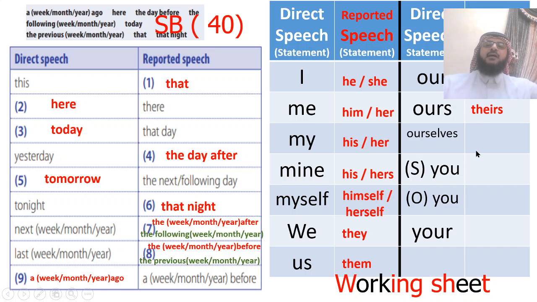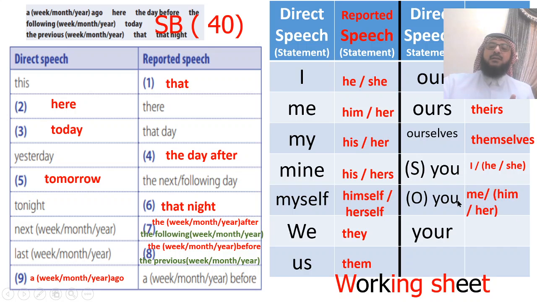ourselves أنفسنا themselves. you أنت كفاعل وش تقول؟ I أو he أو she. you كمفعول object تقول me أو him أو her على حسب. your ملكيتك أنت تقول my أو his أو her على حسب. إذا موجه لك الكلام تقول my، لأحد غيرك تقول his أو her.